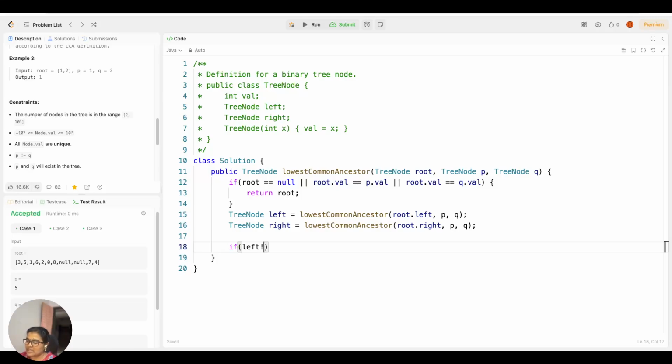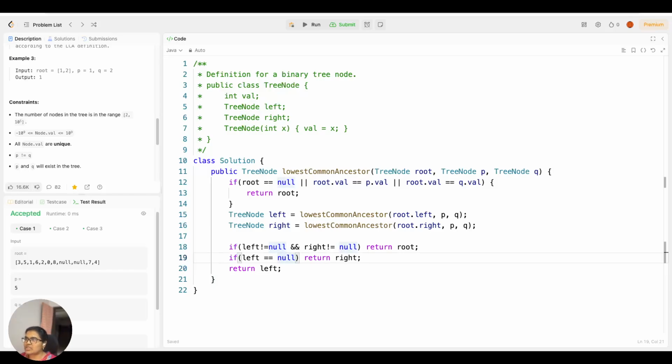Now one case is where you find the parent. If left is not equal to null and right is not equal to null, that means the current node is our lowest common ancestor. So we return the current root. Else, if left is equal to null, that means we return right. Otherwise, we return left.